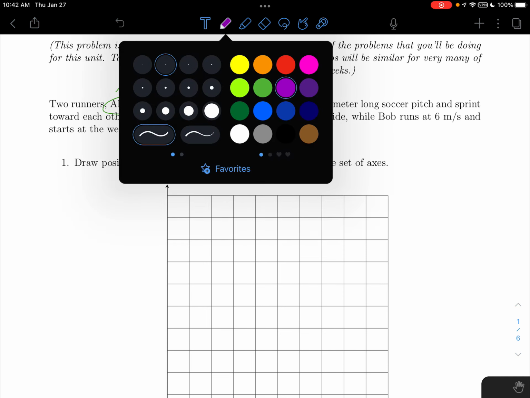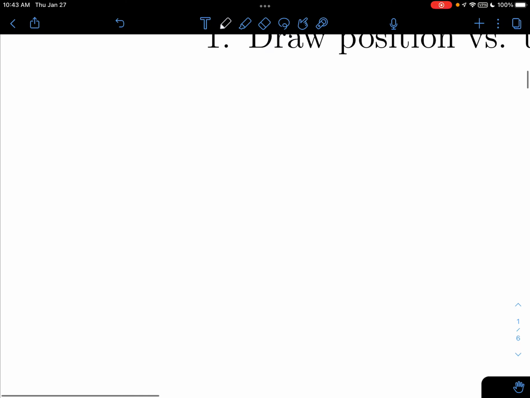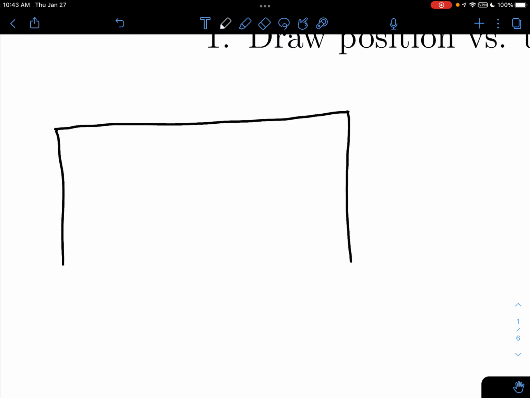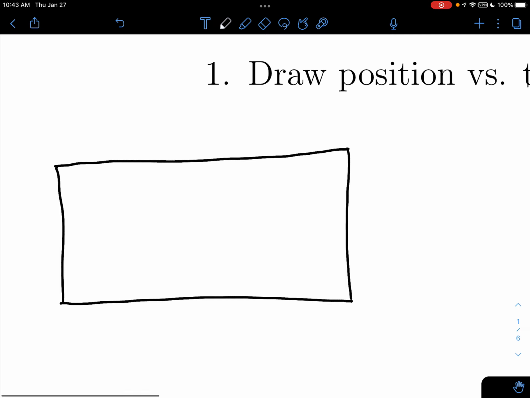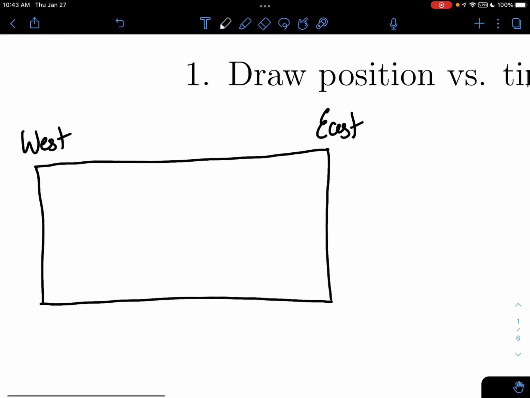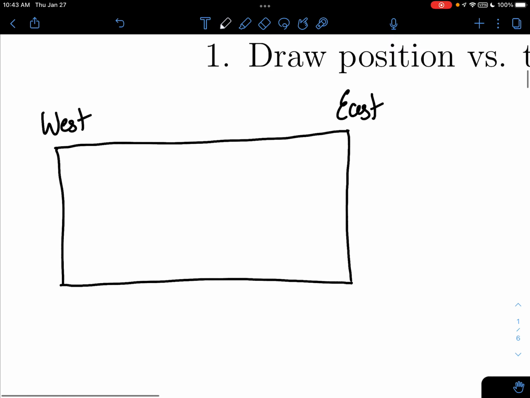All right, so let's start. I'm going to start by drawing a picture of what I'm looking at. So we're going to have our soccer pitch. Now, I reffed soccer for a hot minute, so I should know what this looks like, but it's not going to be perfectly accurate. I'm going to say that this is our east side, and this is our west side. It doesn't matter if you flip it or not, because we're just setting up our axes. You can set it either way.